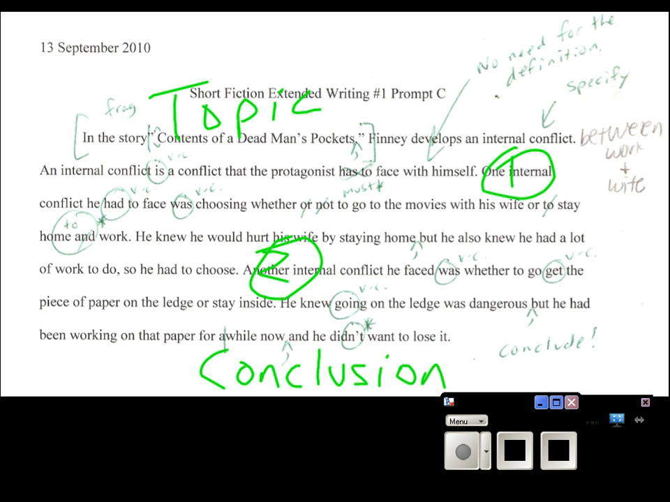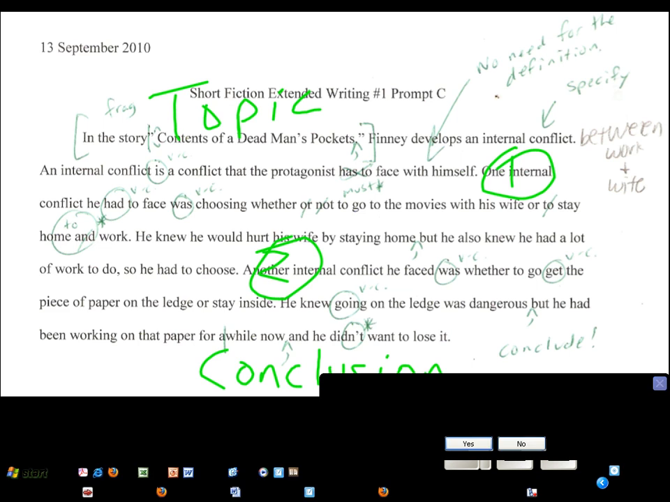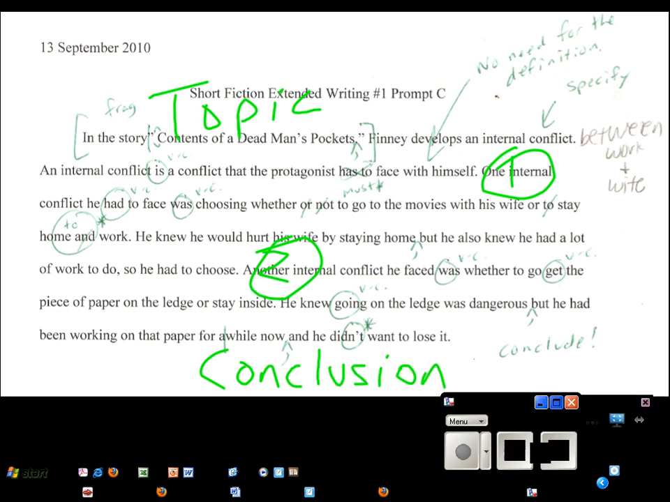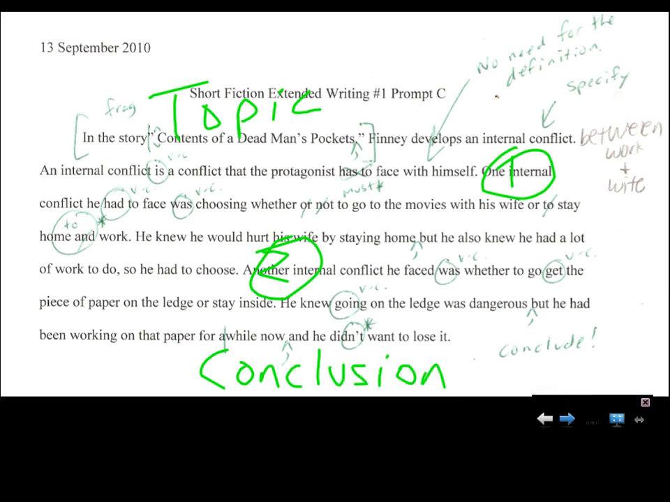You got a couple choices. Can anybody suggest a choice for Amma for a concluding sentence here? I've got some ideas, but what do you guys want to do? Besides watch me mess with the smartboard.